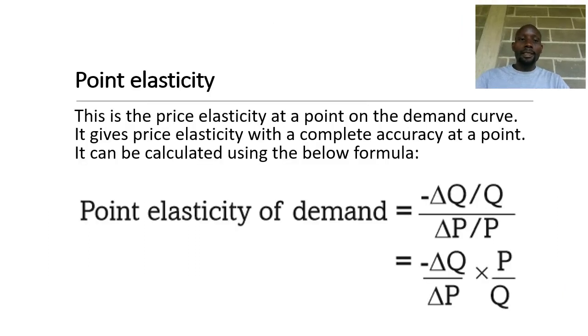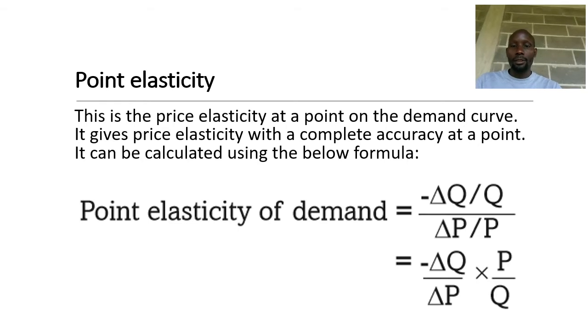Let's move on to the next category of elasticity of demand. So remember we said elasticity of demand is categorized into price elasticity of demand, point elasticity of demand, arc elasticity of demand, and cross elasticity of demand. So those are the categories that we shall discuss under elasticity of demand. So now we are done with the price elasticity of demand. Now we are going to discuss point elasticity of demand.